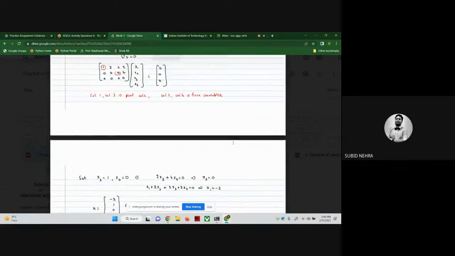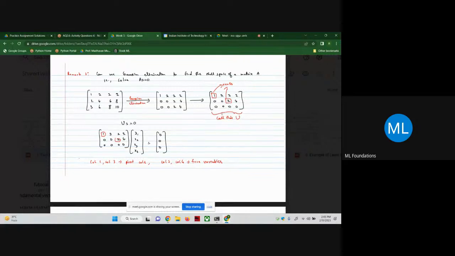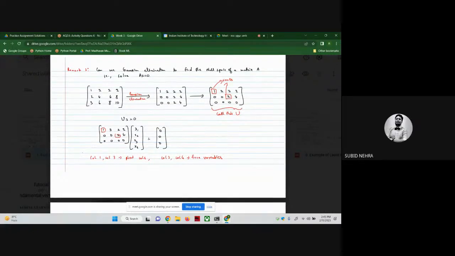Or the other way to find the dimension of null space is when you do the Gauss elimination, the number of free columns or free variables you have will give you the nullity. In this particular case, you have 2 pivots and 2 free variables. Since you have 2 free columns, the nullity is 2. The dimension of null space is 2.